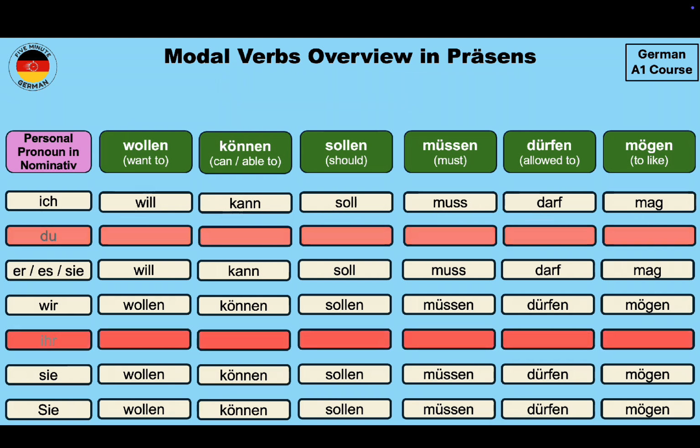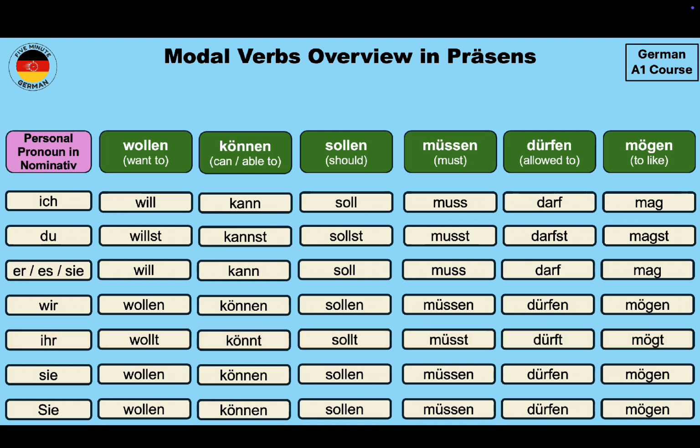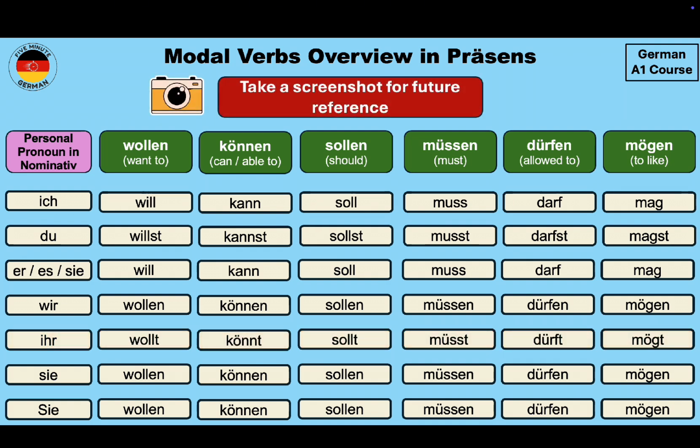And the last is ihr, which is the second person plural. So in this case you will have to memorize the stem, which is the first part of the verb. However, a tip is that all of these conjugations with ihr have the ending t. So you just have to memorize the first part and then add the ending t. So these are the modal verbs in present tense. You can take a screenshot of this part so that you can use it for future reference.